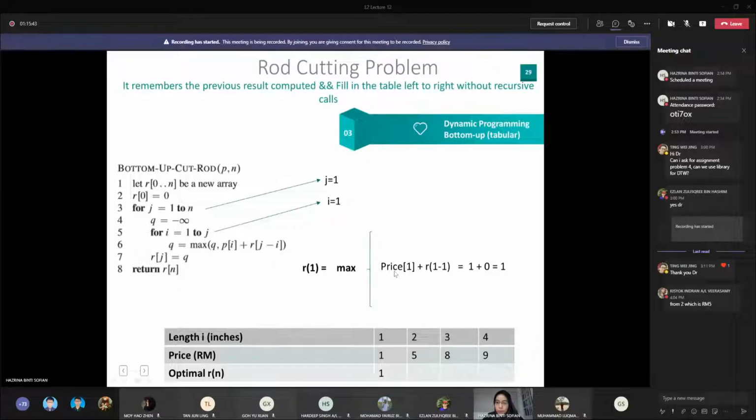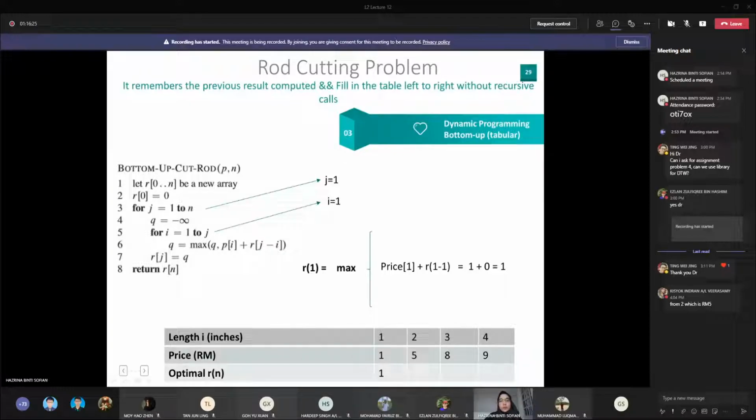So right now I just feed this information into this equation. We have price of 1 plus r of 1 minus 1, because j is 1, i is also 1. So the value here is 1. So we just update: when we have 1 inch, the price of 1 inch is 1 ringgit, and the optimal revenue that we can get for n equals 1 here is 1 ringgit.